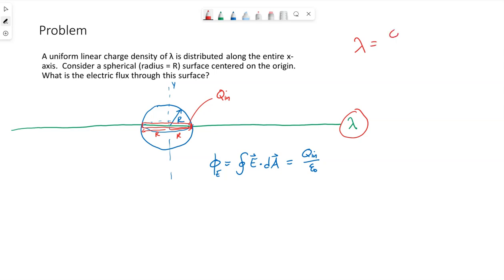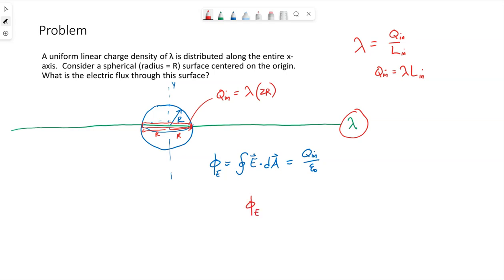Linear charge density is a ratio of charge per length. That can represent a total charge over a total length, or it can represent the charge in that section, so within this sphere, divided by the length of the charge within the sphere. So Q enclosed would be lambda times the length of the segment that is located within that sphere. So it'd be lambda times 2r.